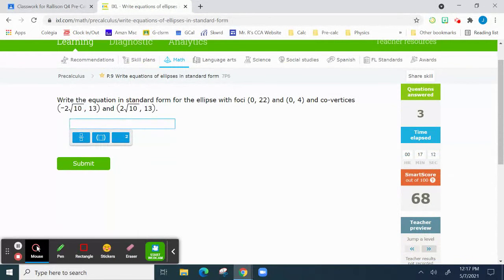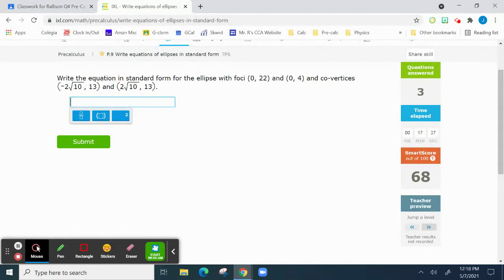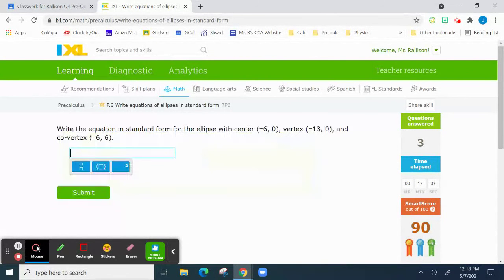All right, so foci and co-vertices, we've already done those. It just gets a little more complicated, right? Because you got the square root, but those square root things, they work out because you got to square stuff to get it in the equation. So don't be afraid of those. Now I'm entering the challenge zone.